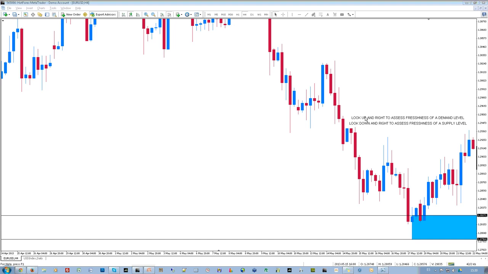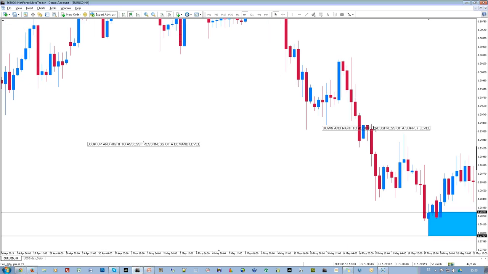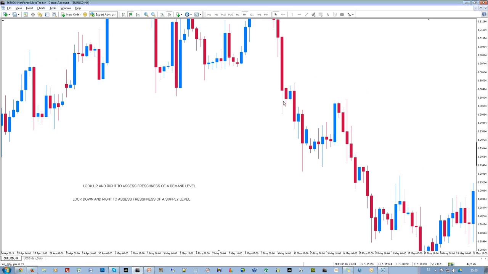So we need to look up and right. As you can read here, I posted a video to write this: look up and right to assess freshness of a demand level, and we should look down and right to assess freshness of a supply level. So let me draw the supply level so you can see this. We've got a supply level right here. We've got a drop, a base, and a drop.